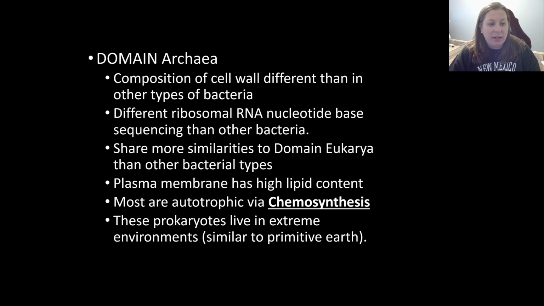They share more similarities actually with the domain Eukarya than they do with other types of bacteria. Their plasma membrane has a high fat or lipid content similar to ours. And most are autotrophic, but they do chemosynthesis. Because they live in areas where sunlight's not present, they're going to be able to make their food from chemicals. These guys live in the really extreme environments. These environments are going to mimic what more primitive Earth looked like.